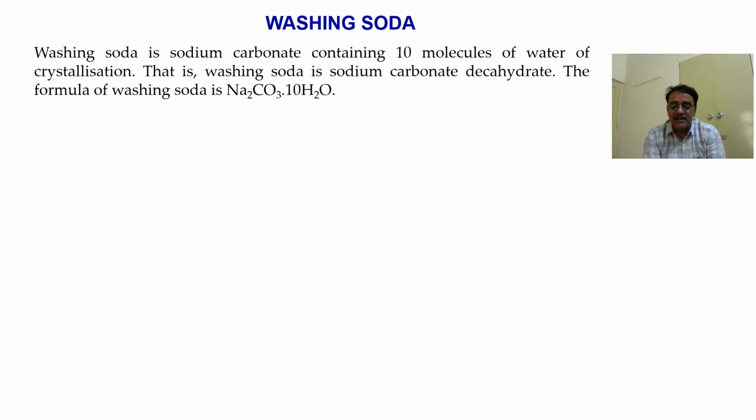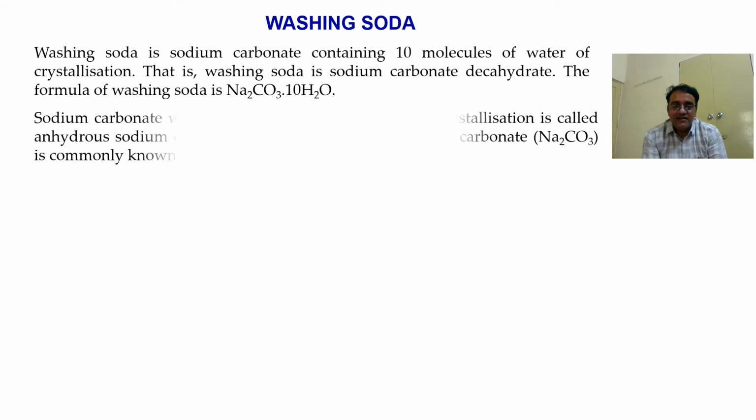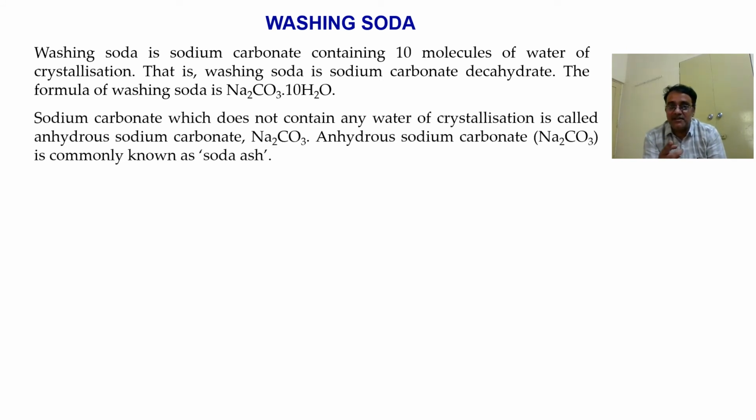So now let us see how we prepare washing soda. Sodium carbonate which does not contain any water of crystallization is called anhydrous sodium carbonate, that is Na2CO3. Na2CO3 is commonly known as soda ash. अभी इसमें क्या है, 10 molecules of water आ गया है, water of crystallization, then it becomes washing soda, right? तो इससे पहले जब वो anhydrous था तो उसको क्या बोलते हैं, सोडा ऐश.